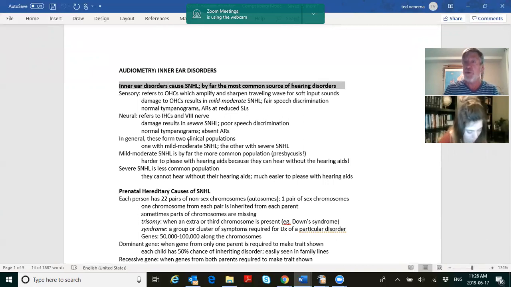Yet we spent 2 weeks on it, okay, because they occur, and they occur with otitis media, mostly in children, all right? But here now we're getting to the clients that you will mostly be seeing as an HIS. As a hearing instrument specialist, over 90% of your clients are going to be people with inner ear disorders.